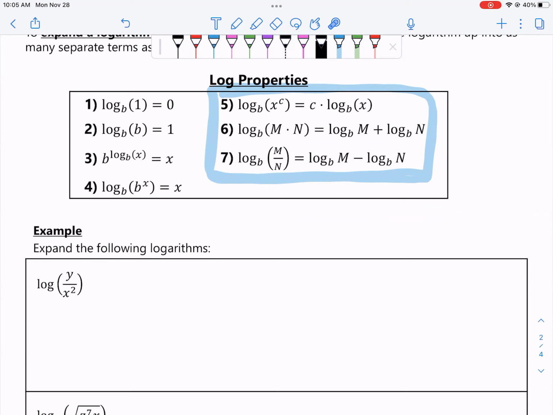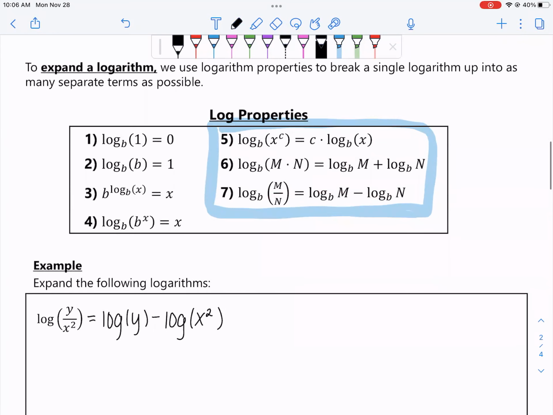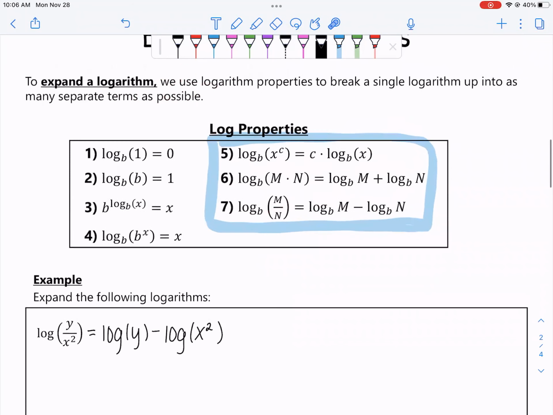So log base 10 secretly, log of y divided by x squared. This we can use rule number 7. So this is log of y minus log of x squared. So it's not for expanding. I should have written this on the worksheet. These are new worksheets. Pretty excited about them. It should also have said on here to bring down any exponents.